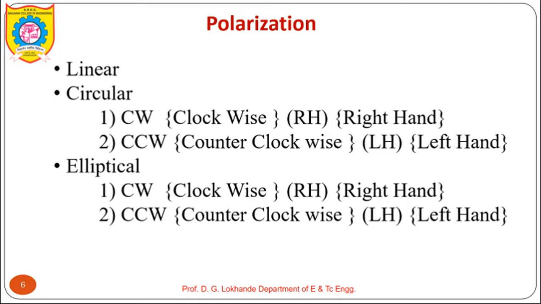One is clockwise, that is, it moves in a right-handed manner, and the other is counterclockwise, or anti-clockwise direction. So it is a left-handed manner, rotating towards the left-hand side. The same two types we also observe for the elliptical one, that is, clockwise and counterclockwise.